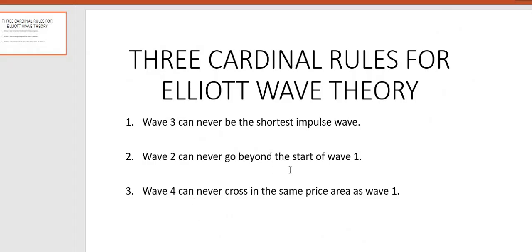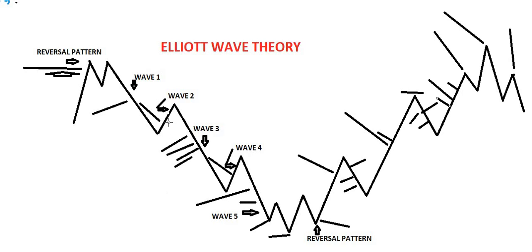The second cardinal rule states that wave 2 can never go beyond the start of wave 1. Let me show it to you on the illustration. Here it is wave 2 at this point, and it can never go beyond the start of wave 1. Wave 1 started at this point, so wave 2 can never cross this point. And if you are a smart trader, you will place your stop loss above the start of wave 1. In this case, your stop loss will be less likely to get triggered by market fluctuation.